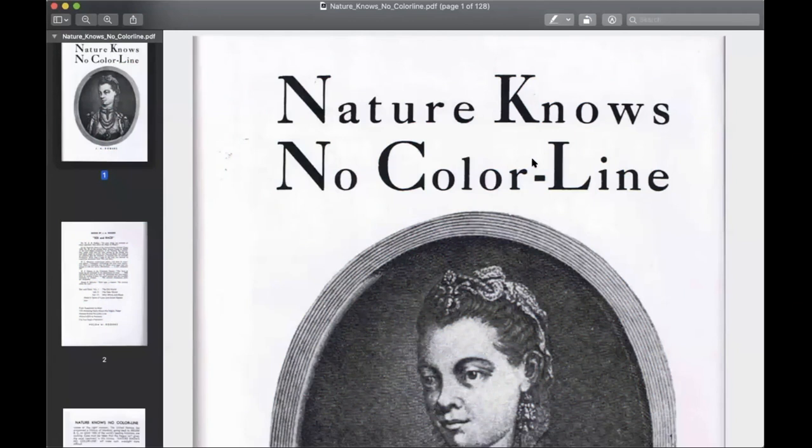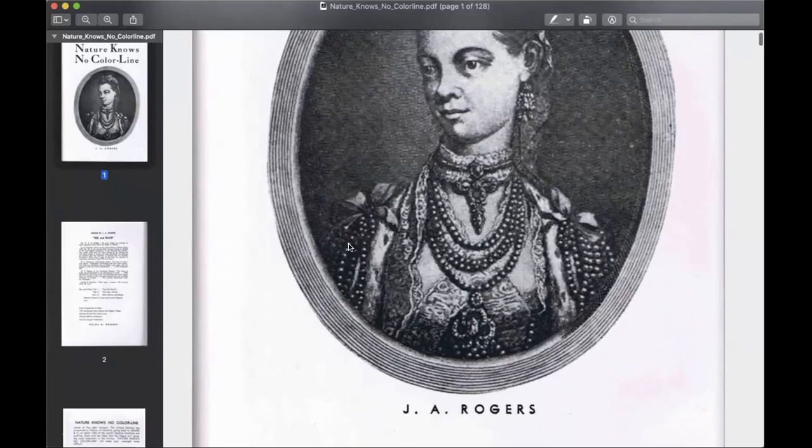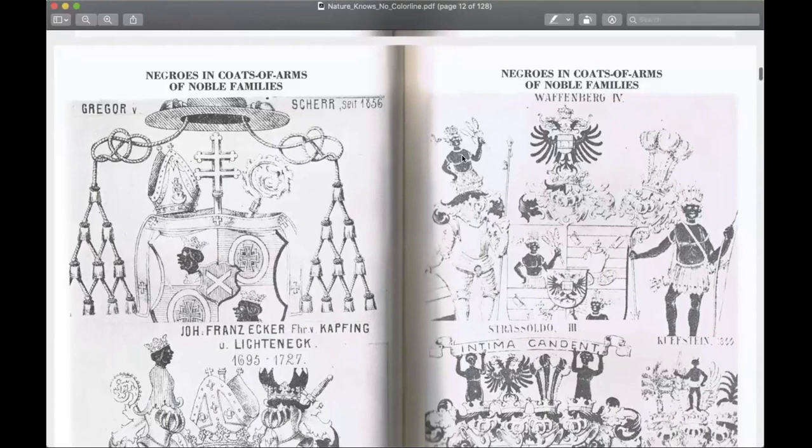This book is called Nature Knows No Color Line. Very good book. Had it for a while. A lot of people recommended it. This is from J. A. Rogers. And right away, I just wanted to show this, which he has in his book, which I've shown in my previous videos, Swarthy Europe and other videos, and a lot of people also showing these.